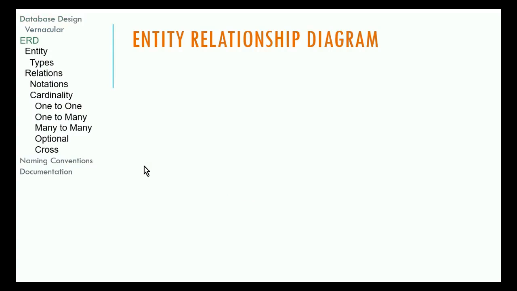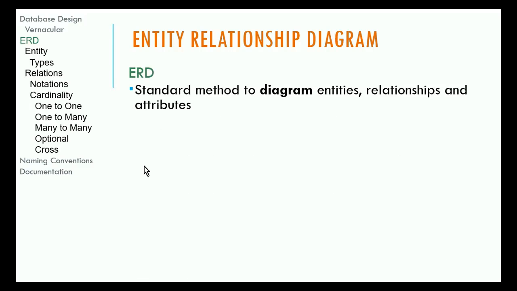So in order to show a logical design, one of the tools that we use to do that is an entity relationship diagram or an ER diagram. I'm not going to talk to you about how to use any specific tools to create these diagrams. Microsoft Visio is one popular tool from Microsoft. There are many others out there, and I have a video which shows you how to use Microsoft Visio to create the diagrams that I discuss in this video. So an ER diagram is basically a standard method to diagram entities, their relationships, and the attributes.